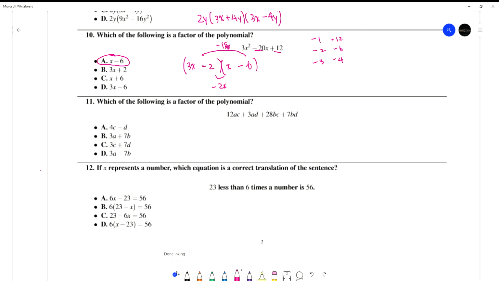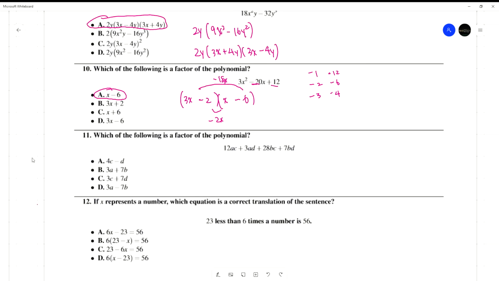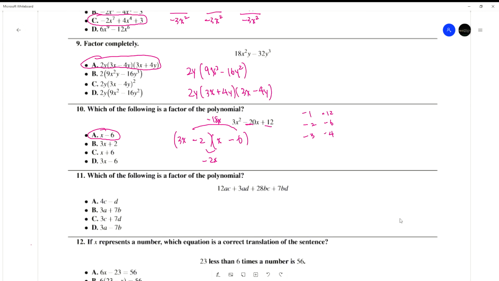For number 9, yes, they're both perfect squares. It's called the difference of squares. Do you remember when we went over difference of squares? When you have a squared minus b squared, it's equal to a plus b, a minus b. So 9x squared is a perfect square. 16y squared is a perfect square too.